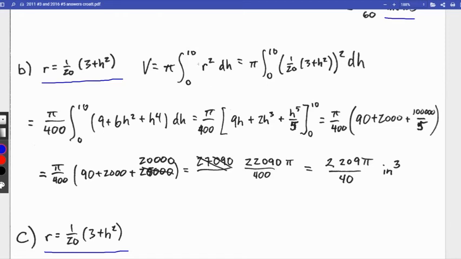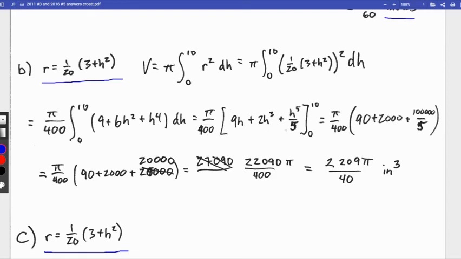Pi times the integral of the radius squared. The radius is the function that we were given, so I plugged that in. I squared everything out and took that 1/20th squared, 1/400th, and pulled that outside of the integral so I didn't have to deal with it. Don't try to integrate it as is. FOIL that thing out to give yourself a nice, easy antiderivative.